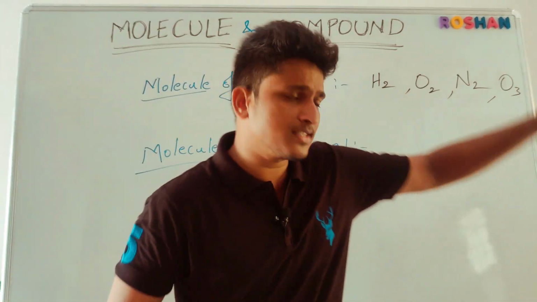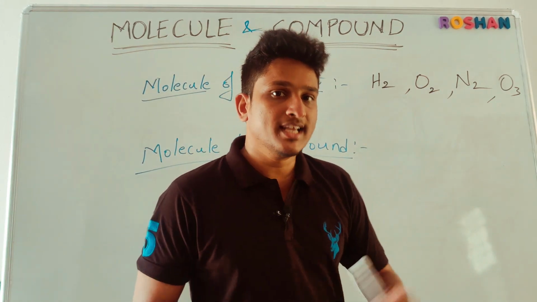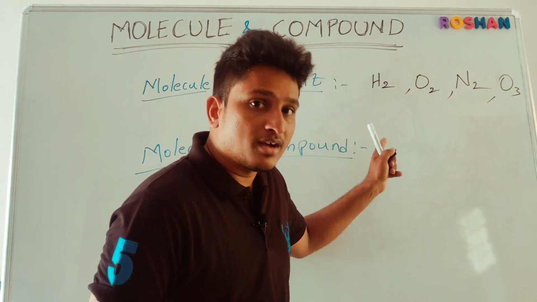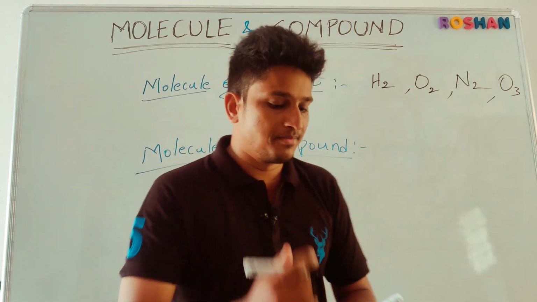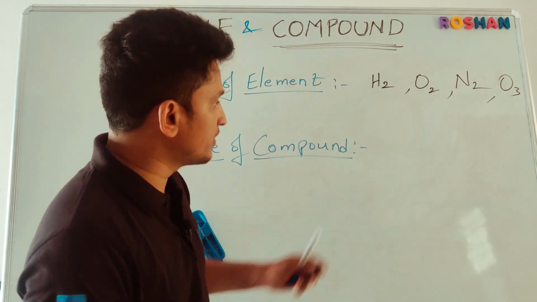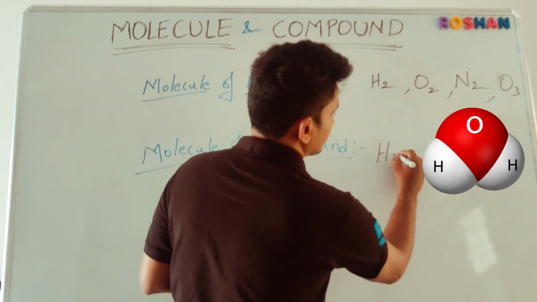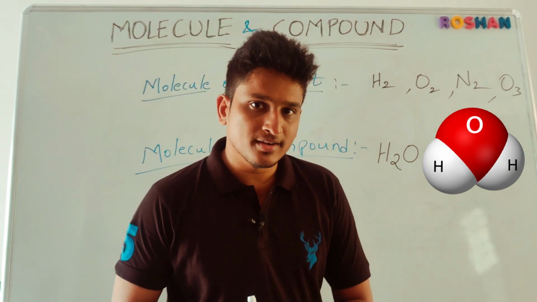Now students, in all these molecules, these are molecules, yes or no? Why? Because they combine. These molecules are a combination of the same element. Understood? Then they are called a molecule of element. You already know the definition of molecule of compound. So can you give an example of a molecule of compound? H2O. H2O is a molecule of compound.